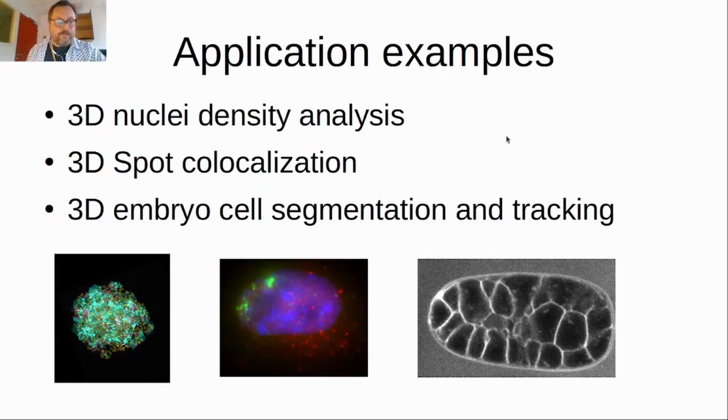I'm now going to show you 3 little application examples in which we use this combination of FIJI and Napari. First is about 3D nuclei density analysis. The second one about 3D spot colocalization. And the third one is actually not about 3D embryo cell segmentation, but we have something similar, and we cannot show you this data yet. So to show you the technical aspects of this project, we use this embryo cell example.